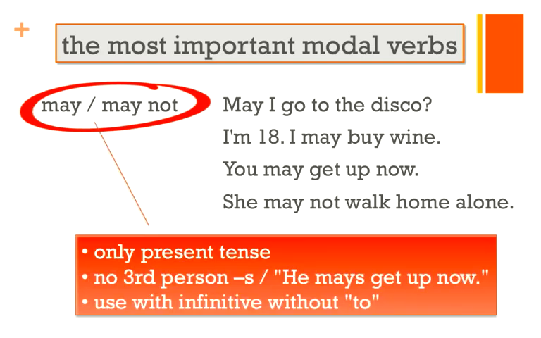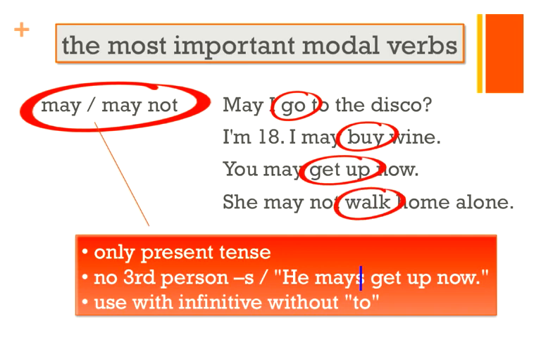What are the most important things for may and may not? Now, we've just had the can, and we said that can be used in the past tense, could. Now, for may, you only have the present tense. There is no third person S. So he mays get up now is grammatically not correct. It's just he may get up now. And you would have to use it with the infinitive without the to. May I go to the disco? I may buy wine. You may get up now. And she may not walk home alone. So that's it for may and may not.